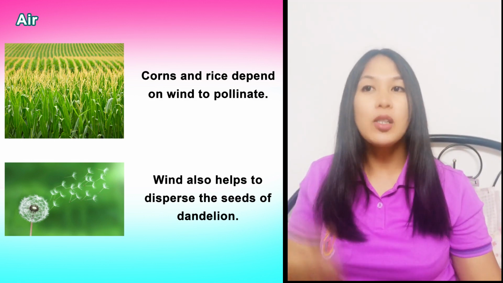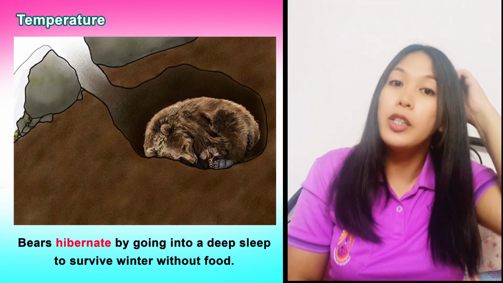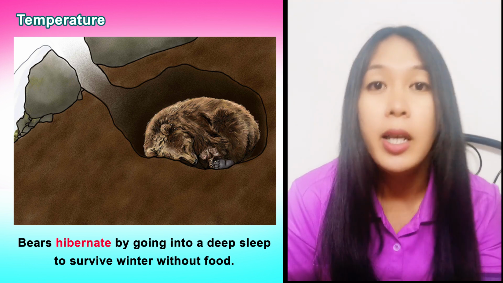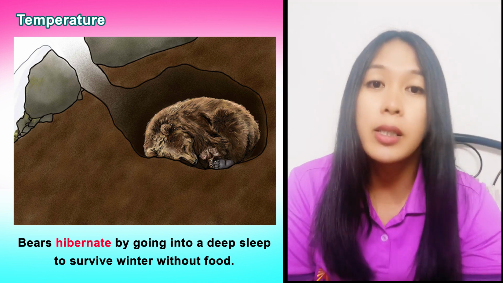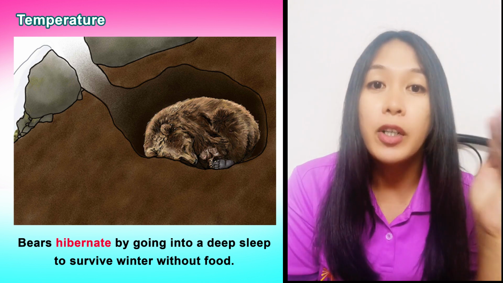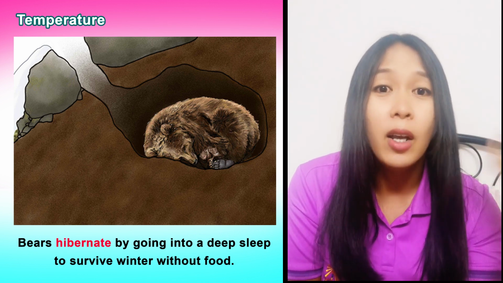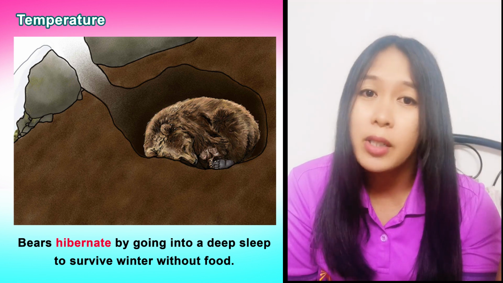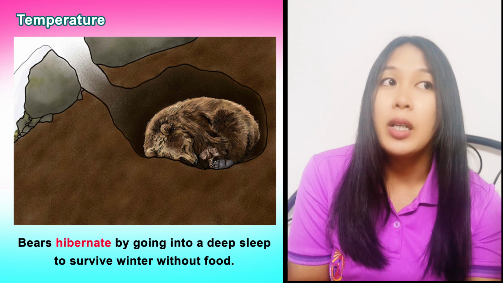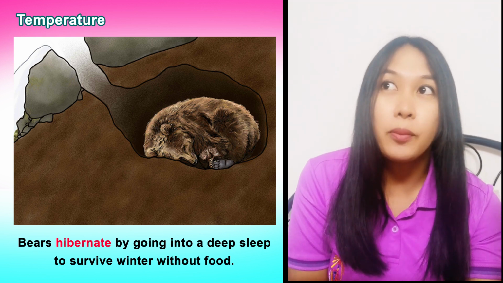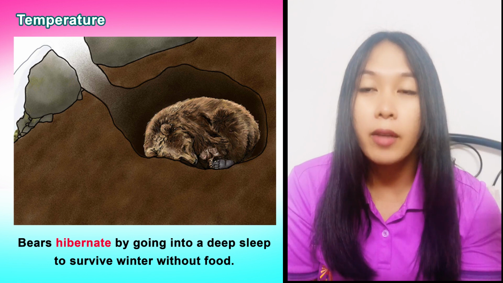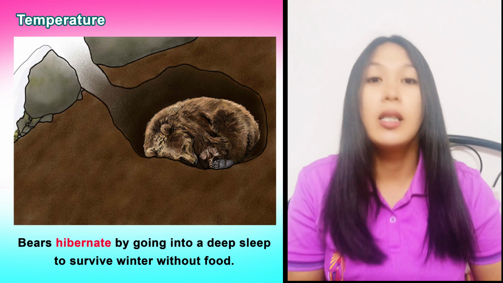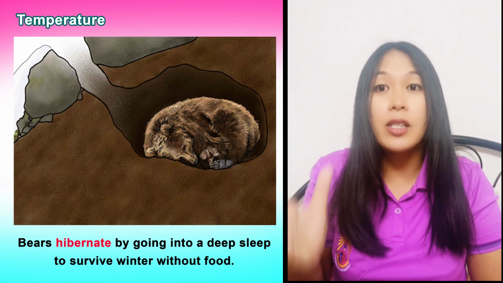Okay, so next we have the temperature. Different areas in our world, different countries, different regions have different temperatures. For example, in Thailand, we have a very hot temperature, or not very hot, but it's hot enough. And then in some places like Europe or America, they have cold temperatures. So it affects the organisms in that certain area.